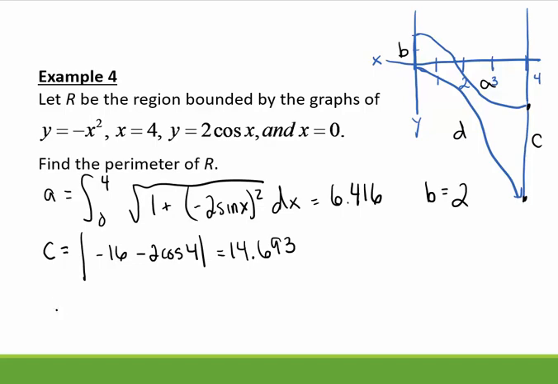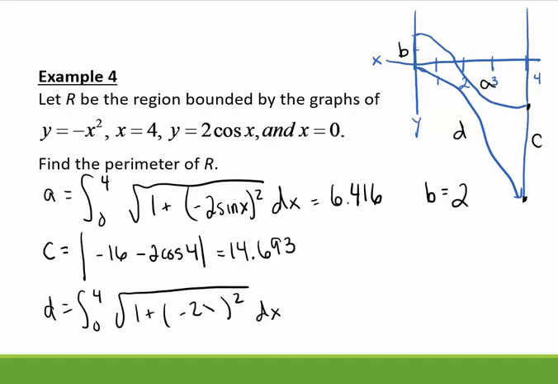And then for D is the integral from 0 to 4 of the square root of 1 plus derivative of the function squared dx. Derivative of that function is negative 2x. Finding that value, again, all of this is calculator work, is 16.817. Now I sum up all of these, and I get 39.927.